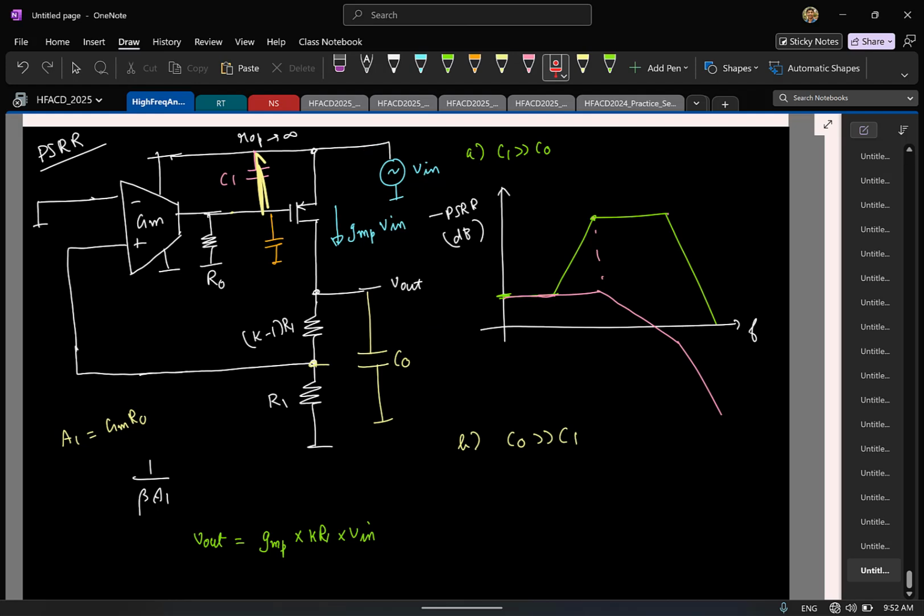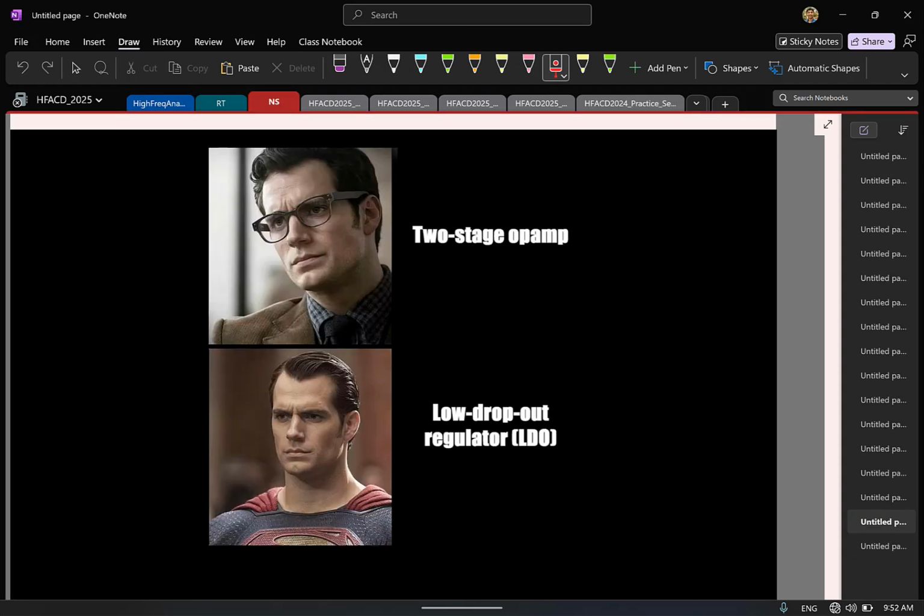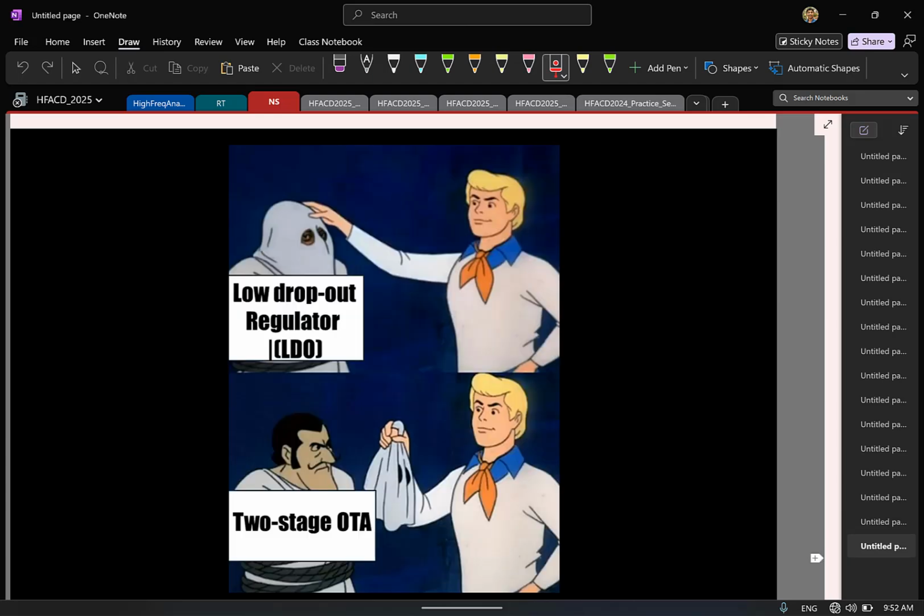To make this point, I usually show the following meme. It's like a two-stage op-amp is a normal Clark Kent. You put a nice cape and this looks like an LDO. And another meme is this. It all looks scary with a ghost LDO, but if you actually rip it off, it is just a two-stage OTA. So yeah, there are some fine prints, but at the heart of it, it is still a two-stage op-amp. So I'll stop here.